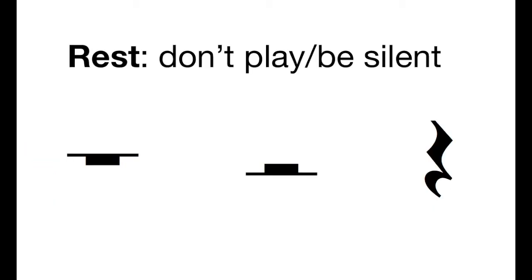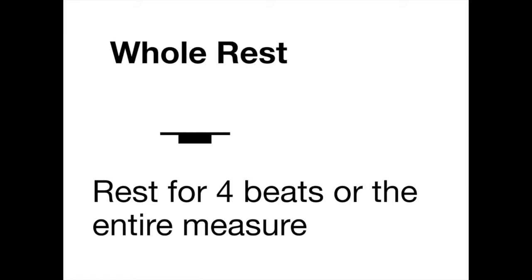Besides notes, we also have silences in music, and those silences are called rests. There's a rest that corresponds with each of the types of notes we've learned. This is called a whole rest. A whole rest hangs underneath the line. It's a little block, and it means rest for four beats or the entire measure.